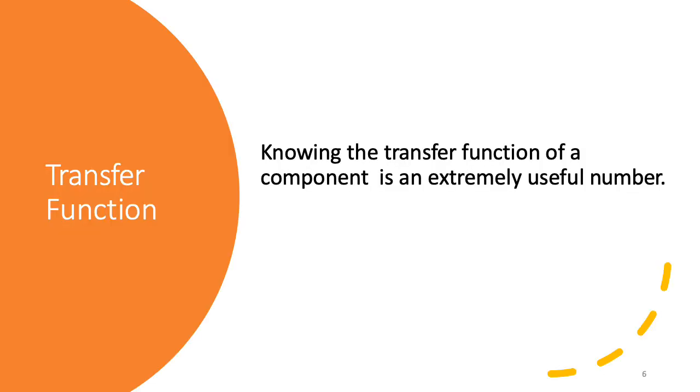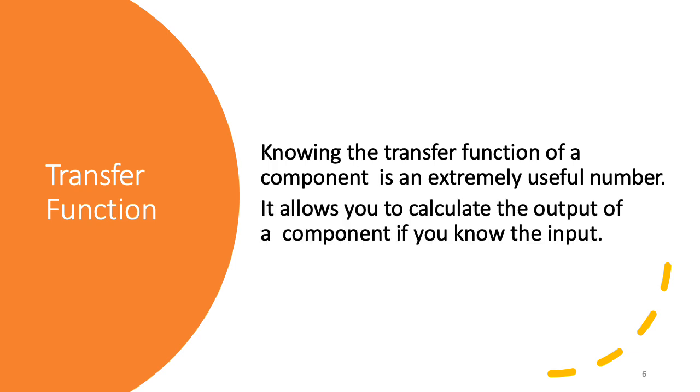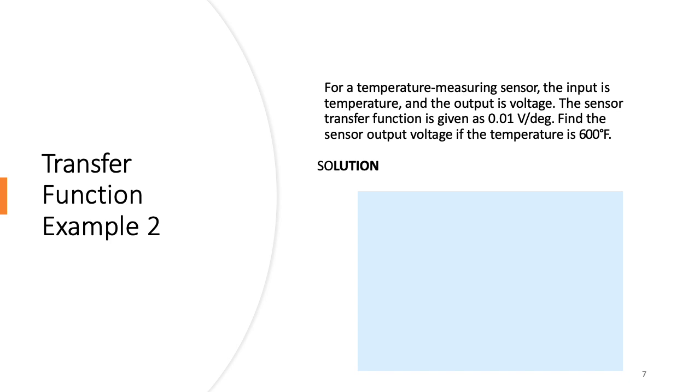The transfer function of a component is an extremely useful number. It allows you to calculate the output of a component if you know the input. The procedure is simply to multiply the transfer function by the input. For a temperature measuring sensor, the input is temperature and the output is voltage. The sensor transfer function is given as 0.01 volts per degree. Find the sensor output voltage if the temperature is 600 degrees Fahrenheit.